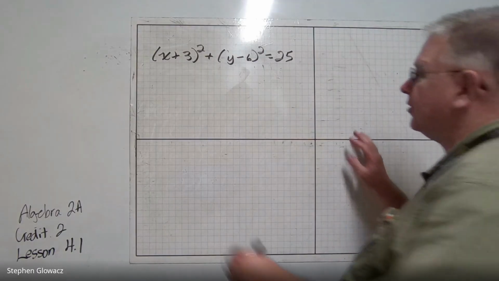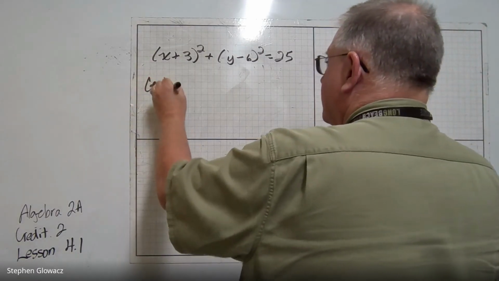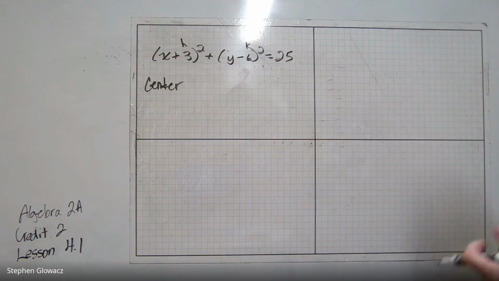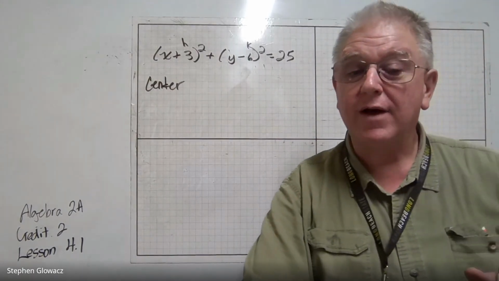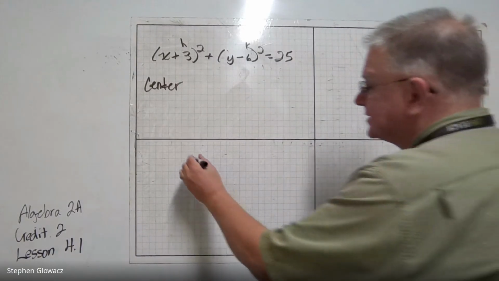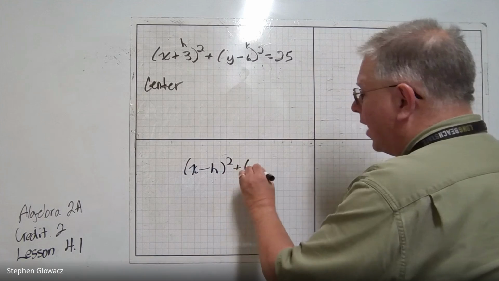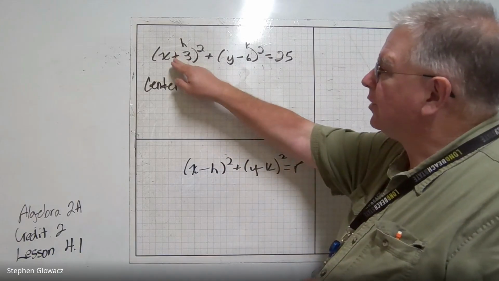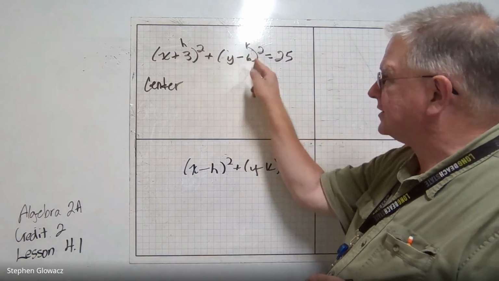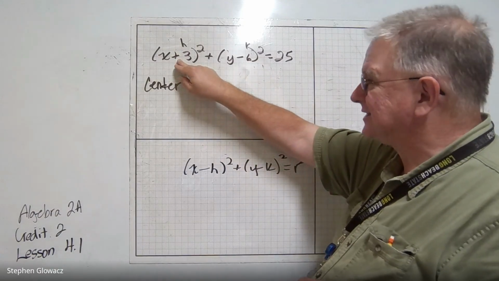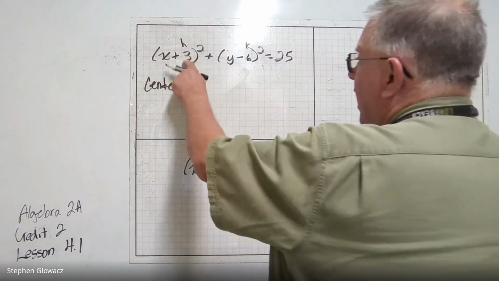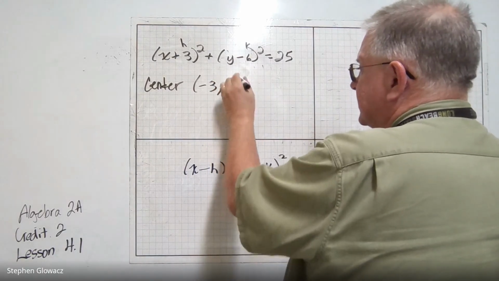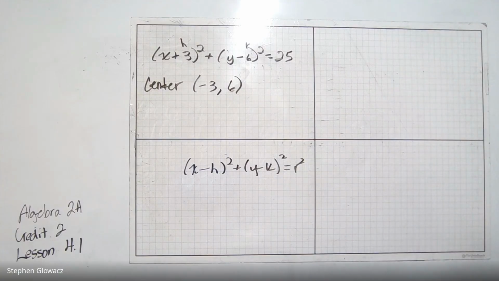So now the center, remember the center is our h, k. But remember, the standard form of the equation of a circle was x minus h and y minus k squared. So if that's the case, in order to determine the coordinates of the center, we have to take the opposite sign of each of these. So the opposite of positive 3 is negative 3, and the opposite of negative 6 is positive 6.